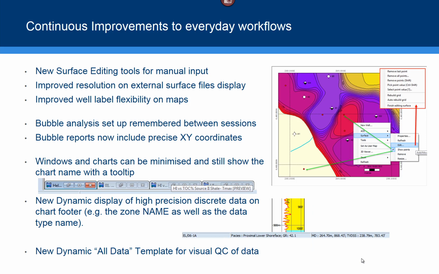When it comes to the maps and the workspace itself, we have a lot more information now displayed in that kickboard. We have tooltips available now when you have lots and lots of windows minimized, so you don't have to expand them all to see which you want to work on. We've done some work that will allow you to manually alter your surface grids, as well as providing the means to show all of your data for a particular well in what we call a dynamic template.